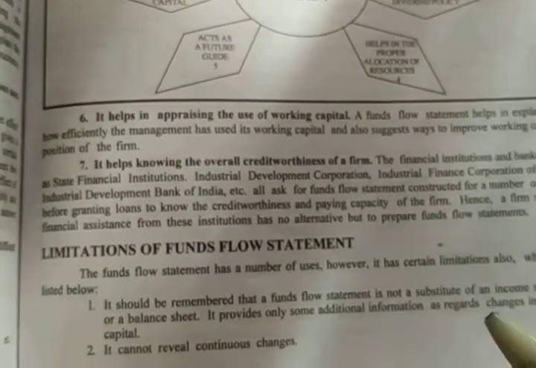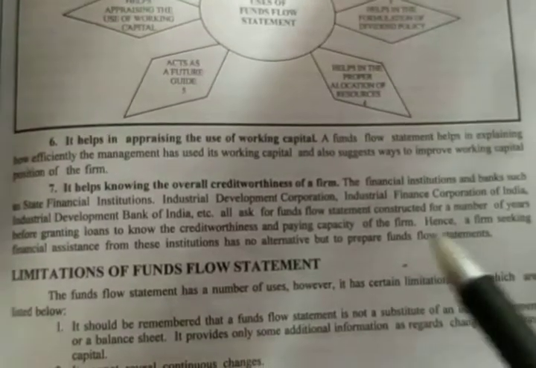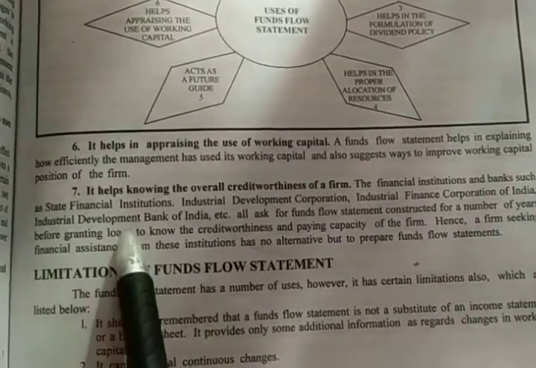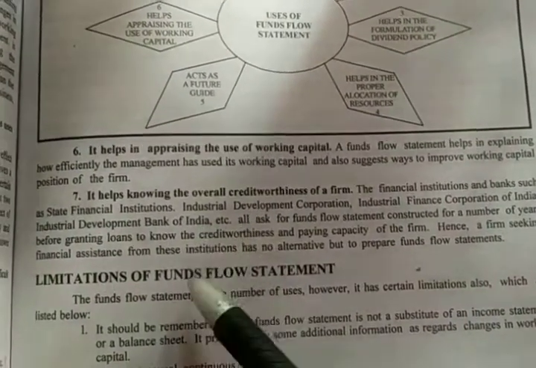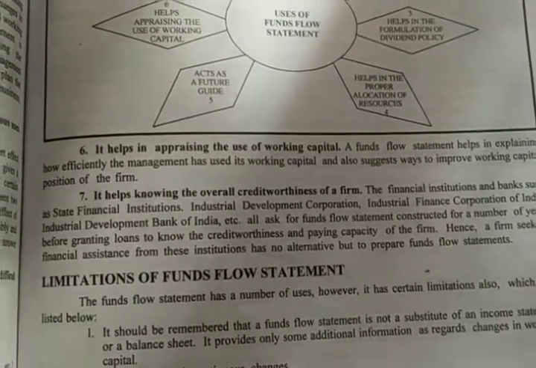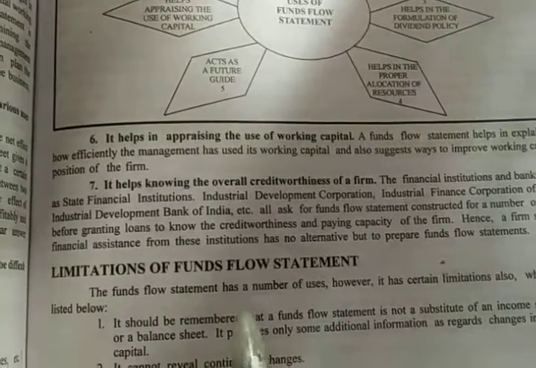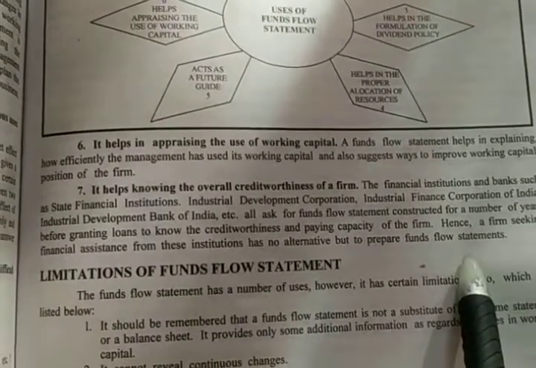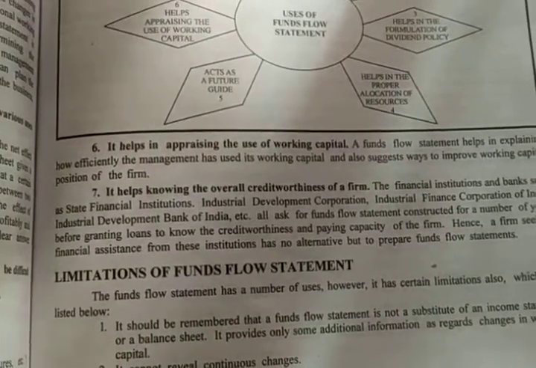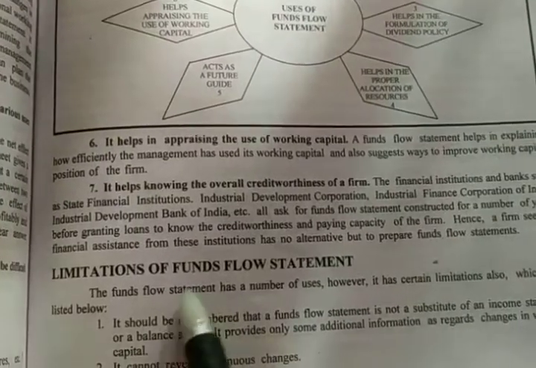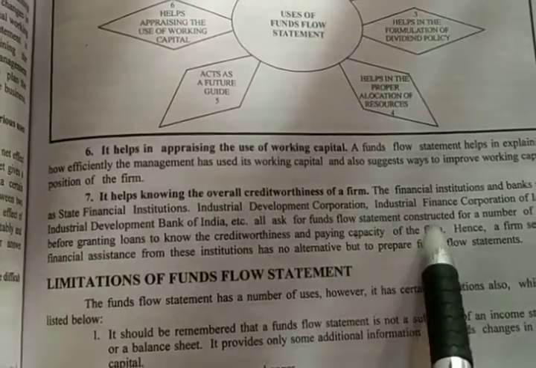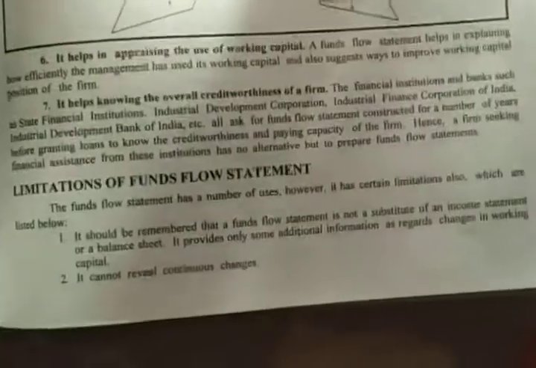It helps in knowing the overall creditworthiness of a firm. Suppose a firm requires a loan from banks like the Industrial Development Corporation, Industrial Financial Corporation of India, or Industrial Development Bank of India. They require the fund flow statement to see whether the company can pay back the bank or not. For those reasons, the fund flow statement is prepared. Indirectly it is a record of how much profit they are earning for a particular period, and of the creditworthiness and paying capacity of the firm.